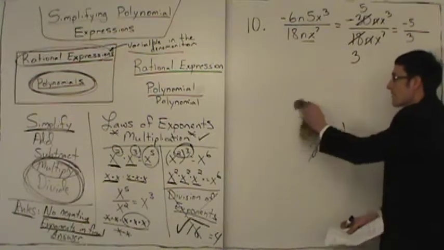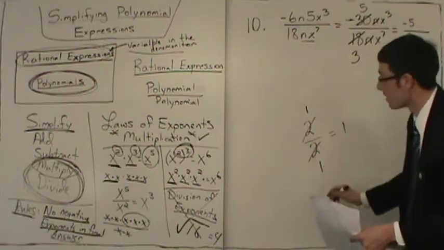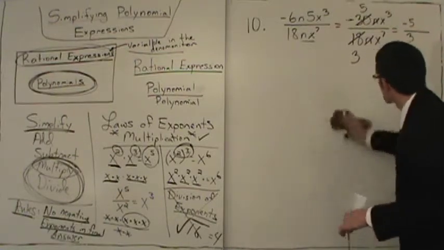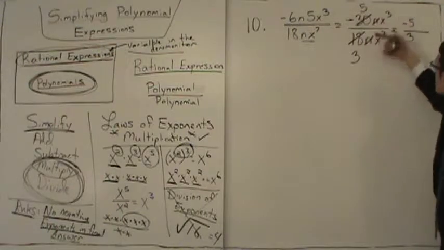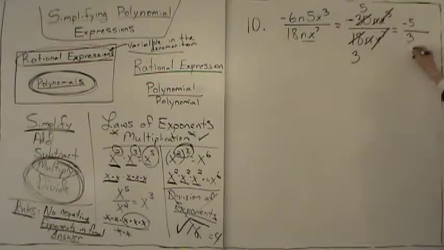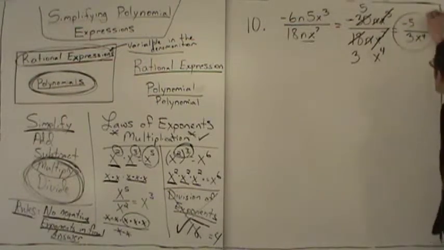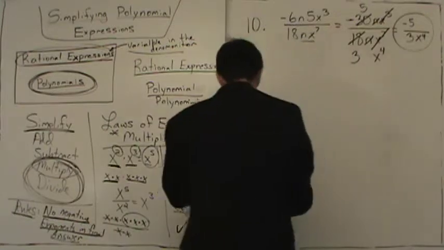If you cancel, what are you left with? You're left with what? A 1 and a 1. Okay, now, so we have n's canceling. So we're left with 1 and 1, which we don't write. 3x's cancel with 7x's, leaving how many x's? Hopefully you say 4x's on the bottom, because we have 4 extra x's on the bottom. So we have negative 5 over 3x to the 4th. This is our final answer.